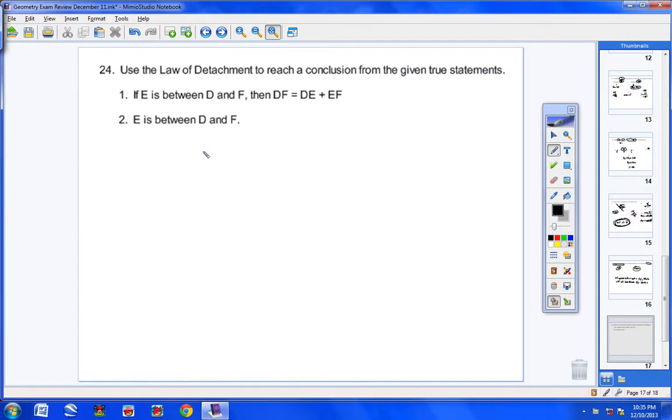Now this really, please don't make this harder than it is. This is pretty simple. If I said to you, if you do the review sheet, then I will give you 5 bonus points. Okay? And then I said this, Martin did the review sheet. What conclusion could you draw from that? Martin's going to get 5 bonus points on his test.